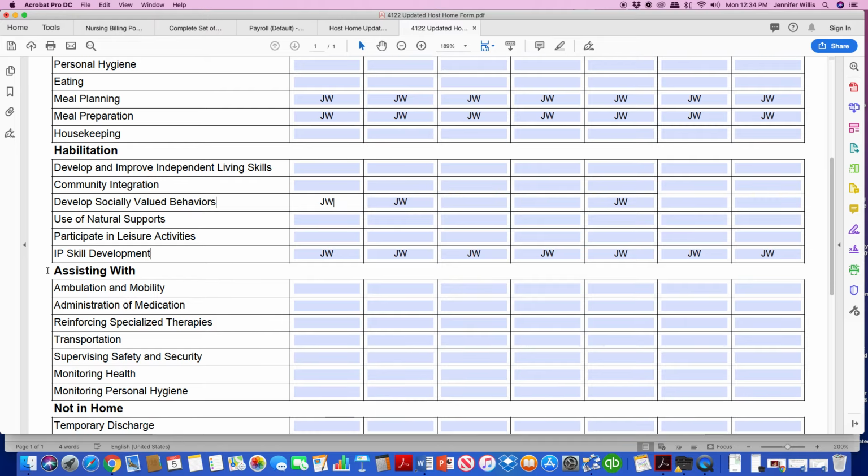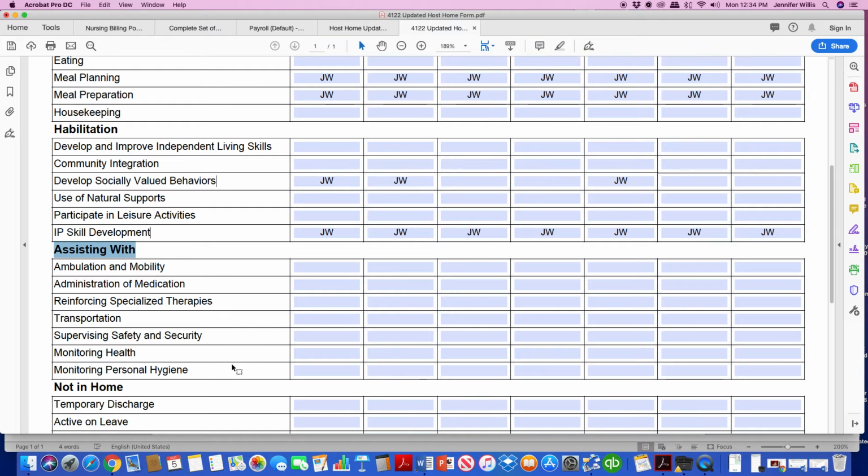And then we have our box, assisting with. If you're not assisting with these things, you do not necessarily need to fill these out. You're going to see these more so with individuals who are at a higher functioning level, physically and cognitively. But we should always be monitoring safety and security, monitoring their health as well. And so this may be one every day.